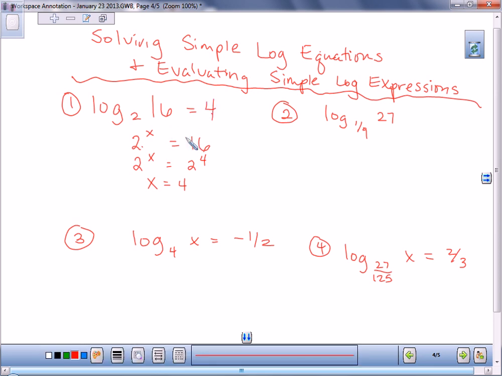So if you can just look at it and do it that way, your answer would be 4. Just 4. It's the exponent. So the answer to this expression simplified is just a number.